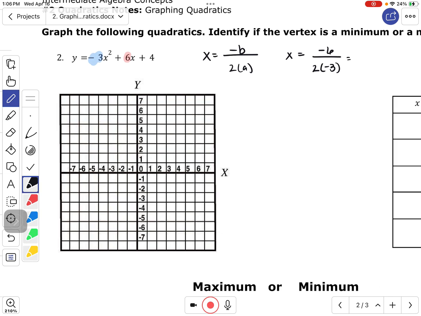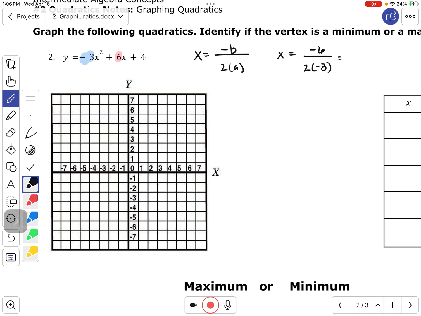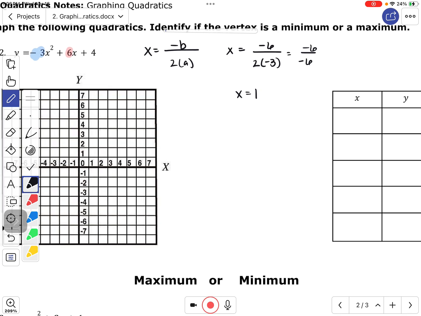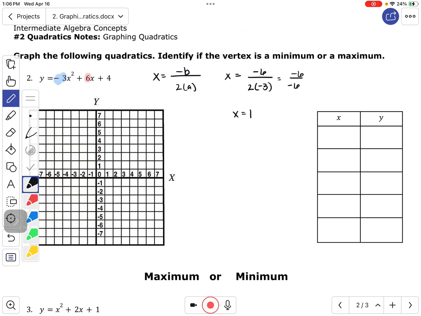So when I'm looking at this one, I have a negative 6 on top, and it looks like a negative 6 on the bottom. So my x is going to equal 1. Negative 6 divided by negative 6 is 1. Okay, you're going to put that 1 in the middle of your graph. So I'm going to put it right in this spot right here. So I'm going to put my 1 right there.